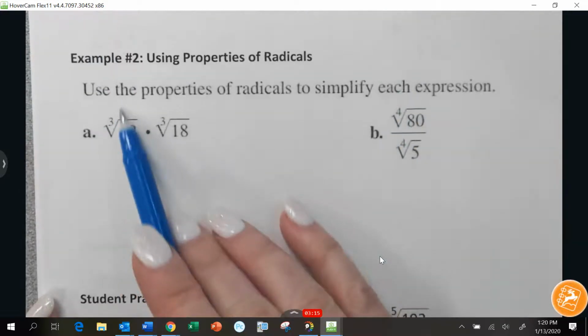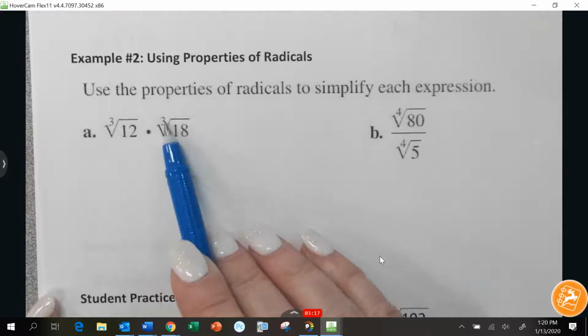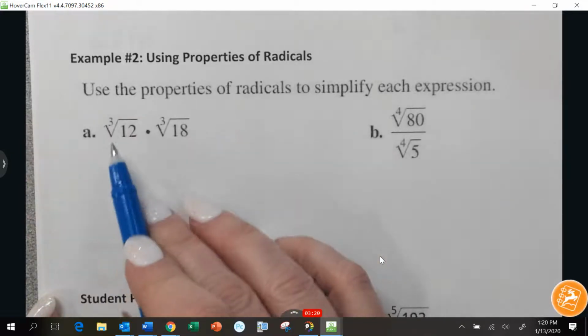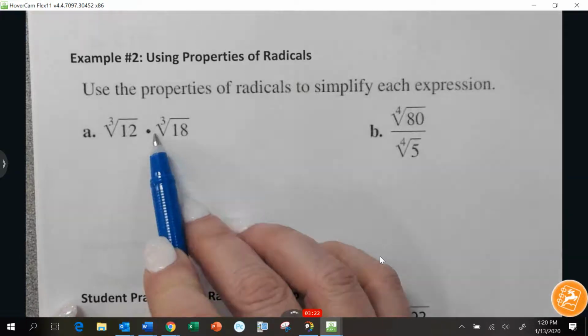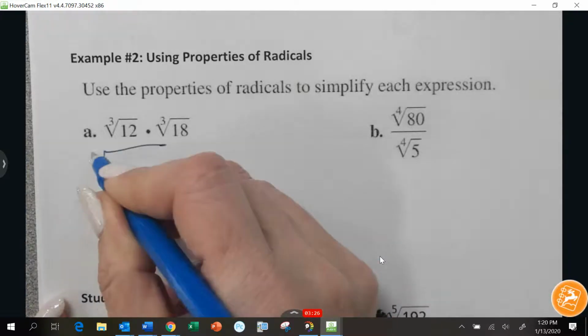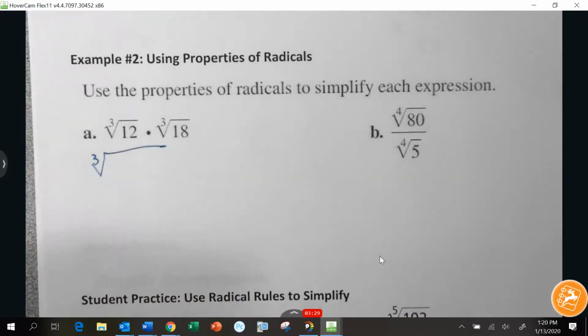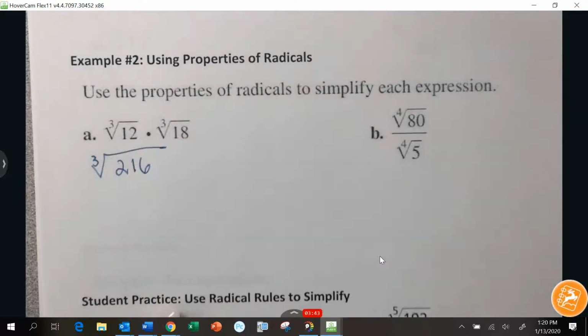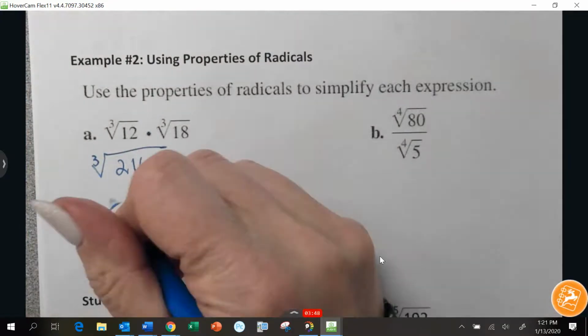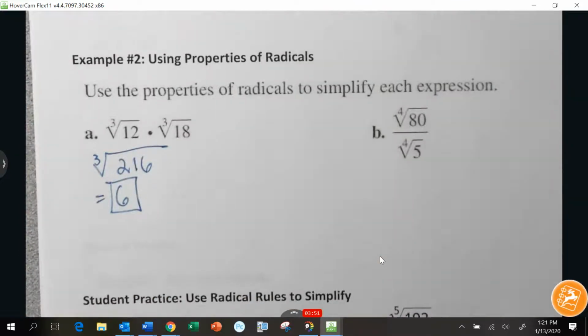So here, do I have the same root? Yeah? Okay. So if I would like to simplify this, I do not know the cube root of 12, and I do not know the cube root of 18, but I can multiply these together. And I don't know what 12 times 18 is. 216? And then we say, ooh, I think that was on my list of perfect cubes. Let me go check my list, or I have it memorized. That is a perfect cube. It's 6. 216, yeah.